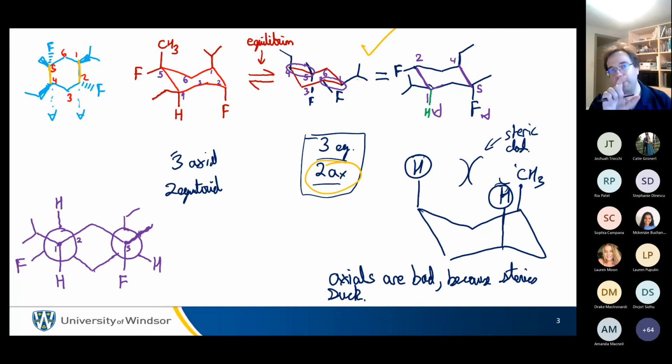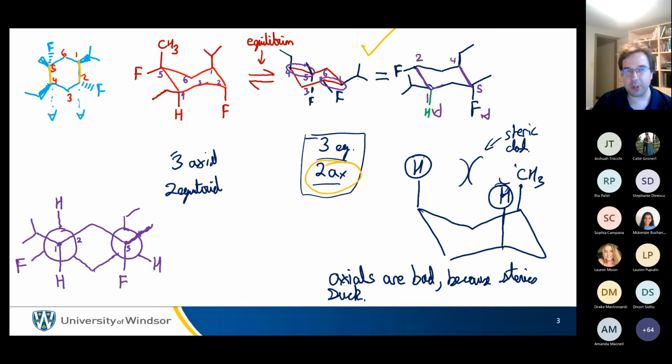Then draw the Newman projection. You should also be able to practice unfolding these, going back from a Newman to the chair to the structure drawing. Going forward like this is harder, but going back is equally important. We need to switch back and forth between these different projections.